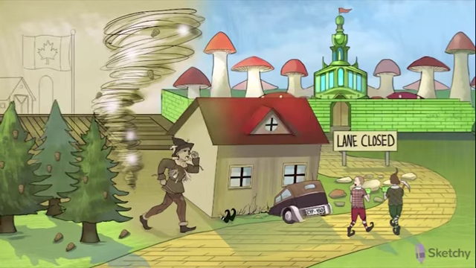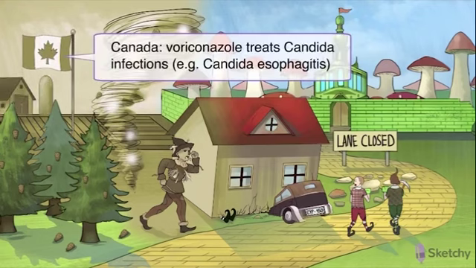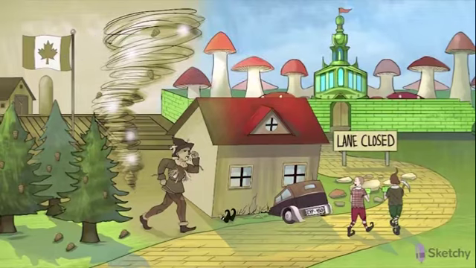This rural scene does not take place in Kansas this time, but Canada, because Canada is our recurring Sketchy theme for Candida. Voriconazole has excellent activity against Candida species and is useful for treating Candida esophagitis in patients with AIDS. Well, as you can see, we're not in Canada anymore. So let's move on to fluconazole, the agent most commonly used for treatment of mucocutaneous candidiasis.